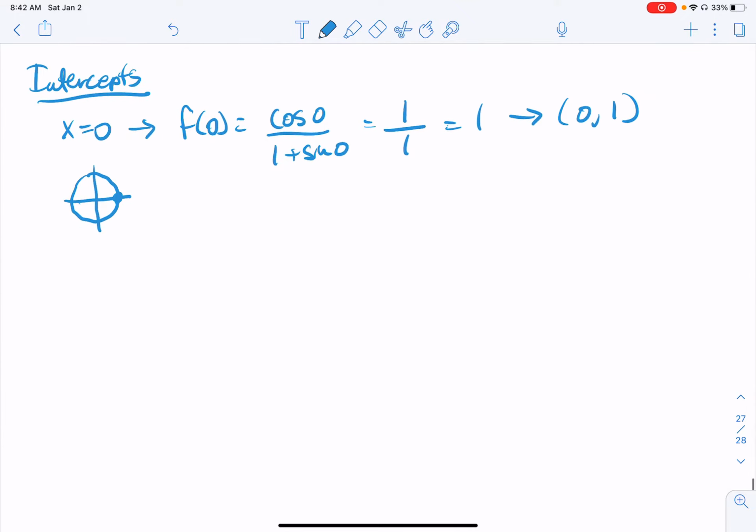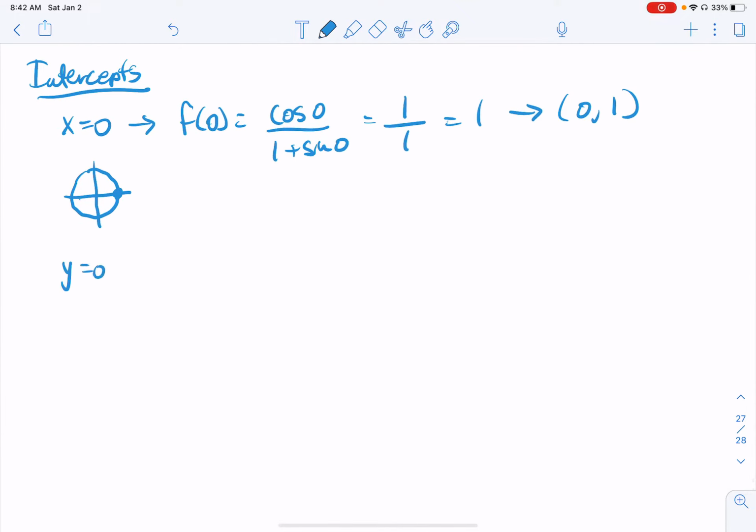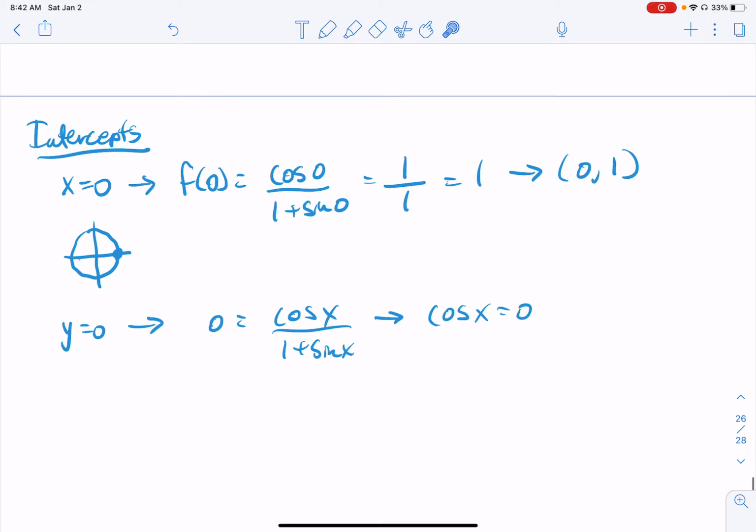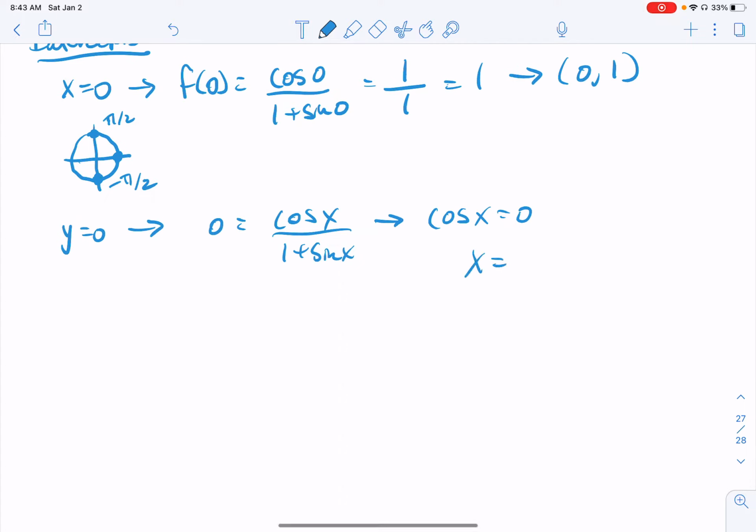And let's see, how about an x-intercept? So we're going to let y equal 0 this time. So we have 0 is equal to cosine of something over 1 plus sine of something. If you multiply that 1 plus sine of something over to the other side, you get just cosine x is equal to 0. So where is cosine equal to 0? Just use the unit circle: here and also here. So we've got a pi over 2 and a negative pi over 2. x is equal to pi over 2 or negative pi over 2.